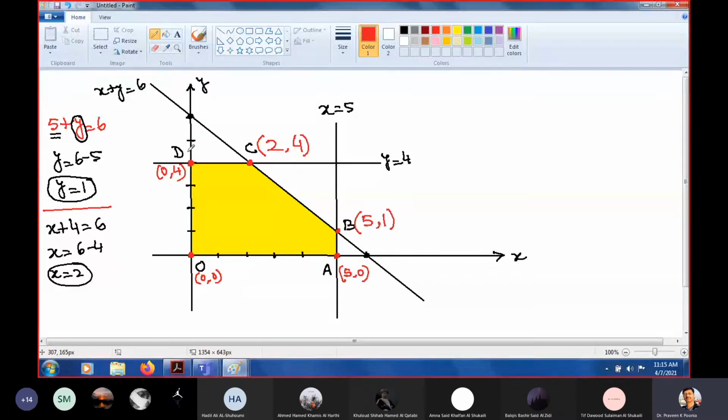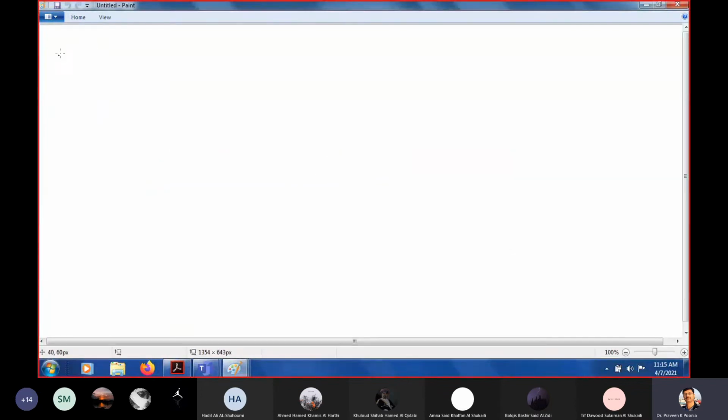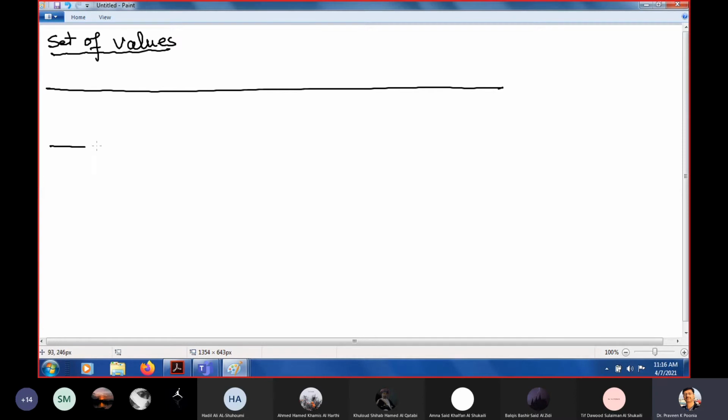So if you remember, in the graphical method, we were drawing the iso-cost line and iso-profit line. But here, my friends, we are not drawing any line. What we are going to do here is make a table of a set of values. It is very simple, it is not difficult.